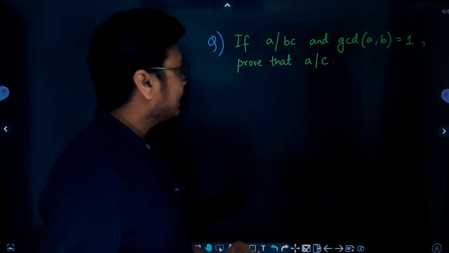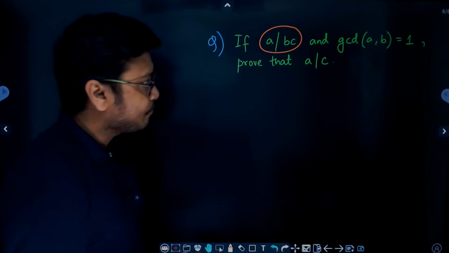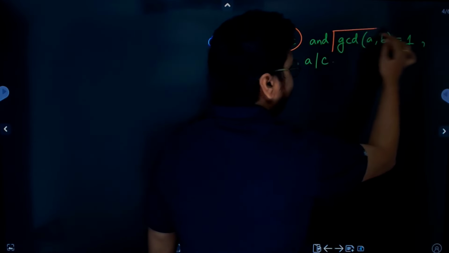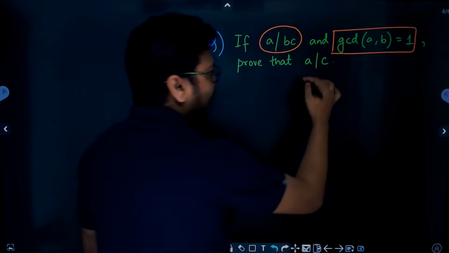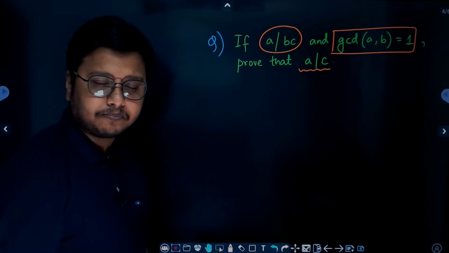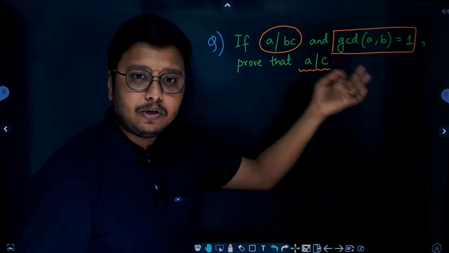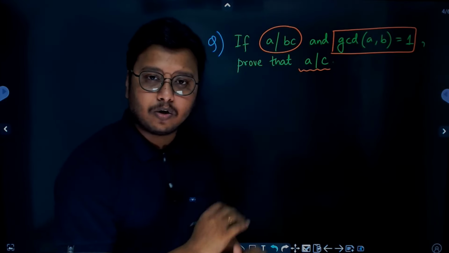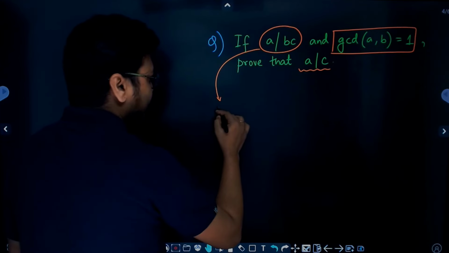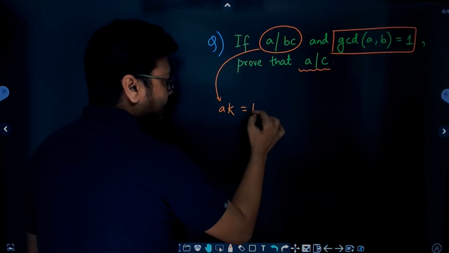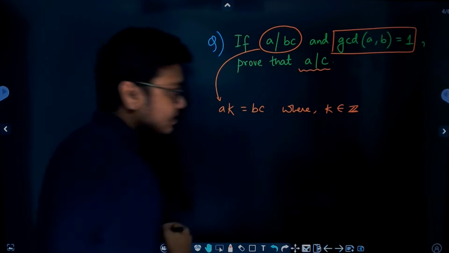Let's say that it is given to me A divides B multiplied with C, and GCD of A and B is 1, that means they are relatively prime. Then we need to show that A would divide C. So as I told you just now, we need to convert this information into equations. Unless we have the equations, we cannot start working with them. So A divides B into C would mean that A times some integer K is equal to B into C, and I should mention that K belongs to integers.